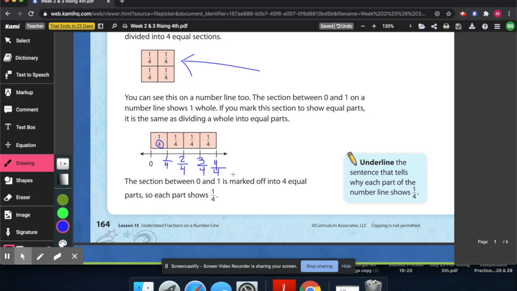This is a nice little trick that I still use today. I know if I have the same number on top and bottom, that's a whole number when it comes to fractions. So really, my 4/4 is 1 whole. So I'm going to write that note right here so you can see that this is the same as 1 whole.